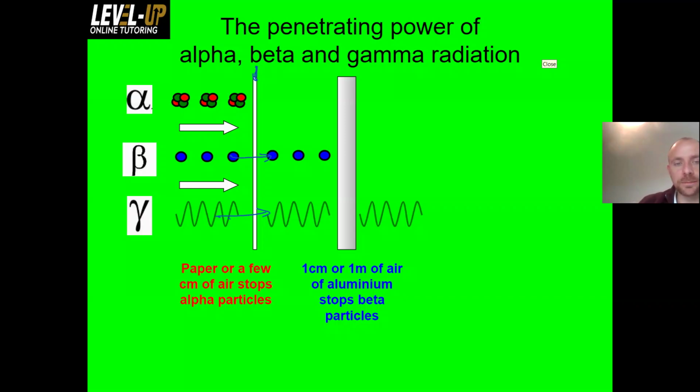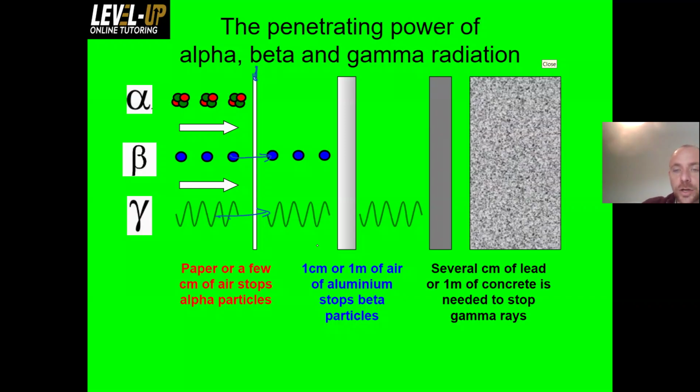Whereas gamma will. Gamma is much more penetrating. It can go through the paper, it can go through the meters of air, it can go through the centimeter or so of aluminium, but it will get stopped by several centimeters of lead or 1 meter of concrete. So obviously gamma, if we want to stop gamma penetrating things, we need to use much more shielding. Alpha is generally stopped very, very easily.